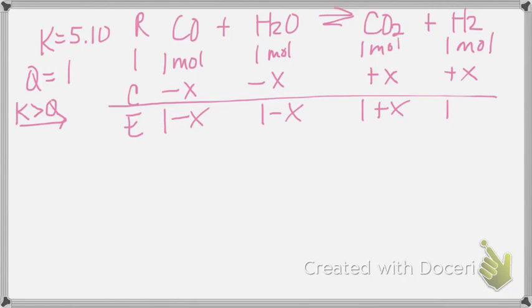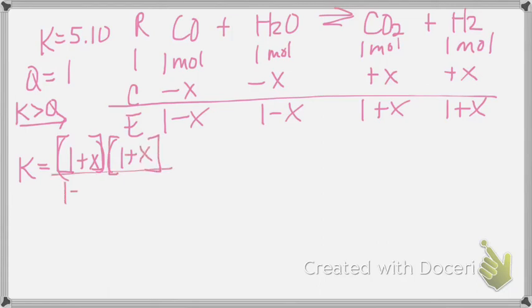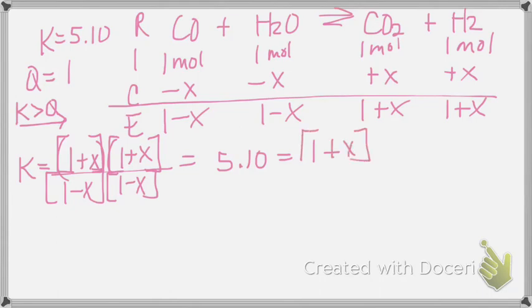1 plus X, 1 plus X. So now we have K is equal to the brackets of 1 plus X over 1 minus X. And to make my life easier, that means 5.10 is equal to 1 plus X squared over 1 minus X squared. Do you agree with that math?